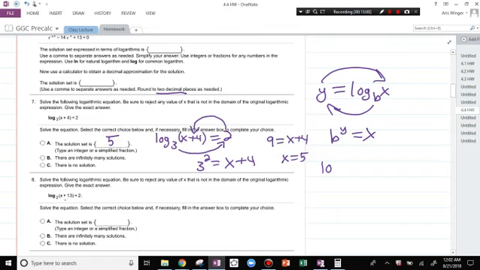Same thing here. 2 to the second power equals x plus 13. 2 to the second equals x plus 13, so let's write this. 4 is equal to x plus 13. x is equal to negative 9, subtracting 13 on both sides. That's perfectly okay.